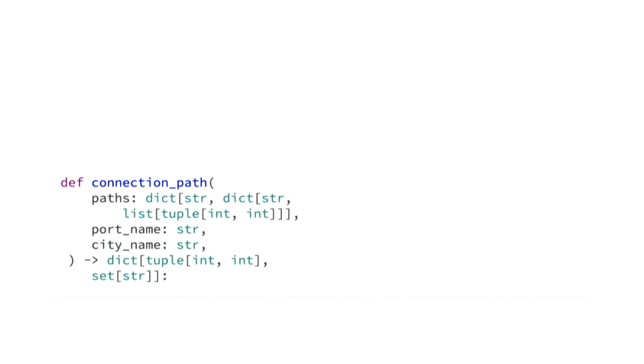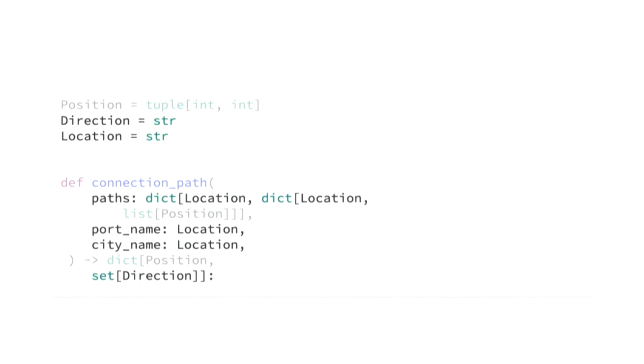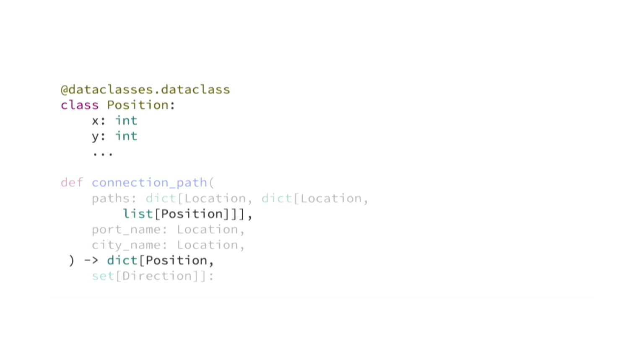And if I do some formatting to alias the types, then now it's a lot clearer that this tuple int is a position. And if I become a bit excessive, I could set aliases for strings as well. Make it much more clear that we're returning a set of directions or we're taking in locations. But what it does mean is that if they need to become classes, then we can easily support that. For example, if we change position to be a class.